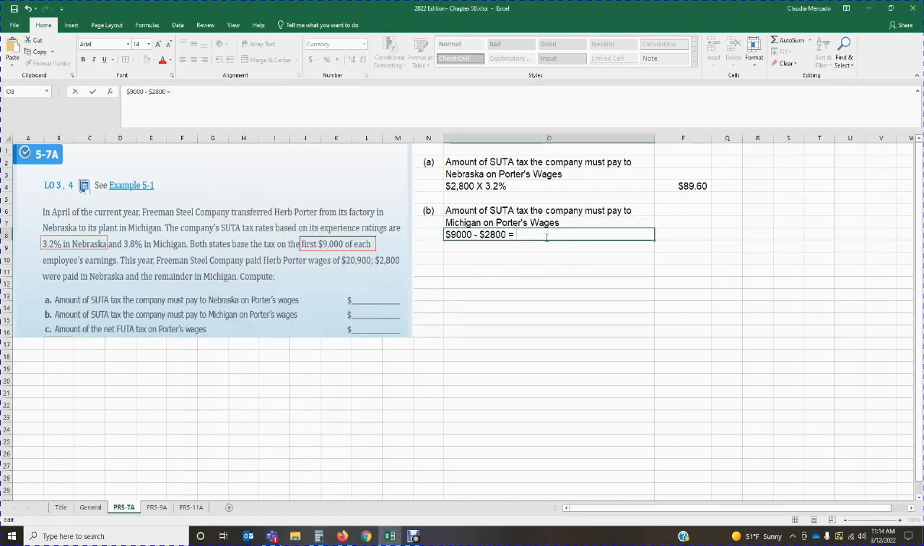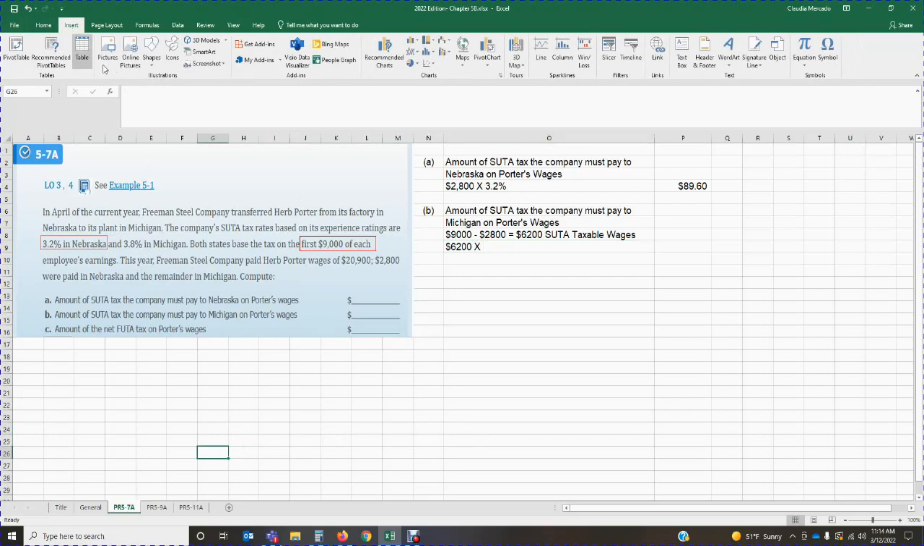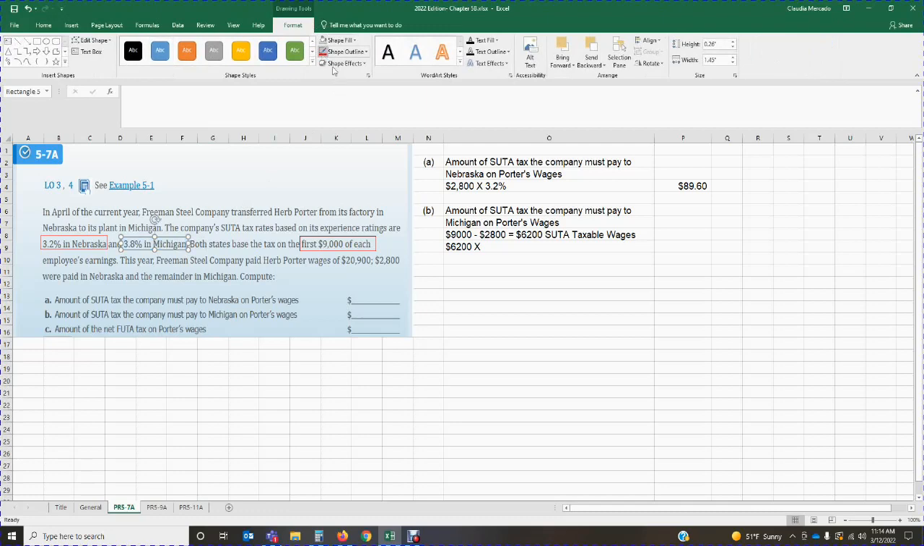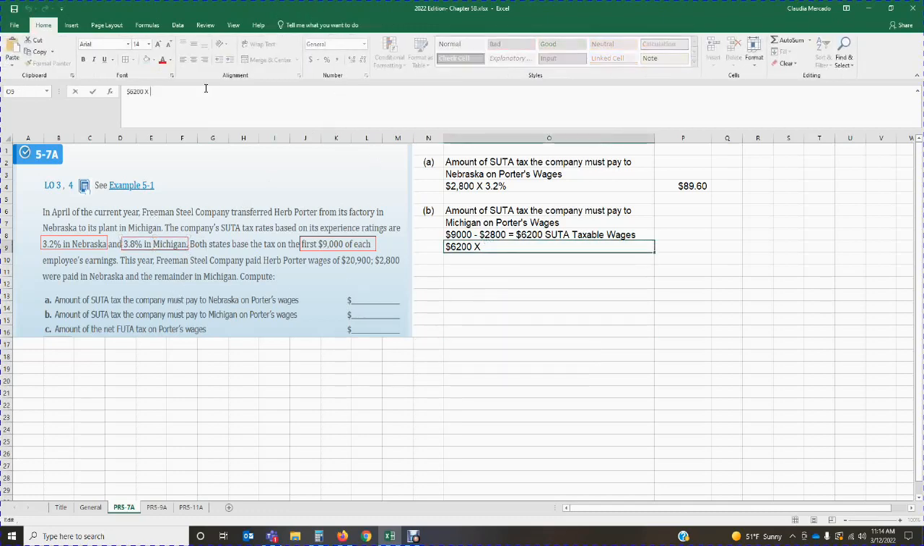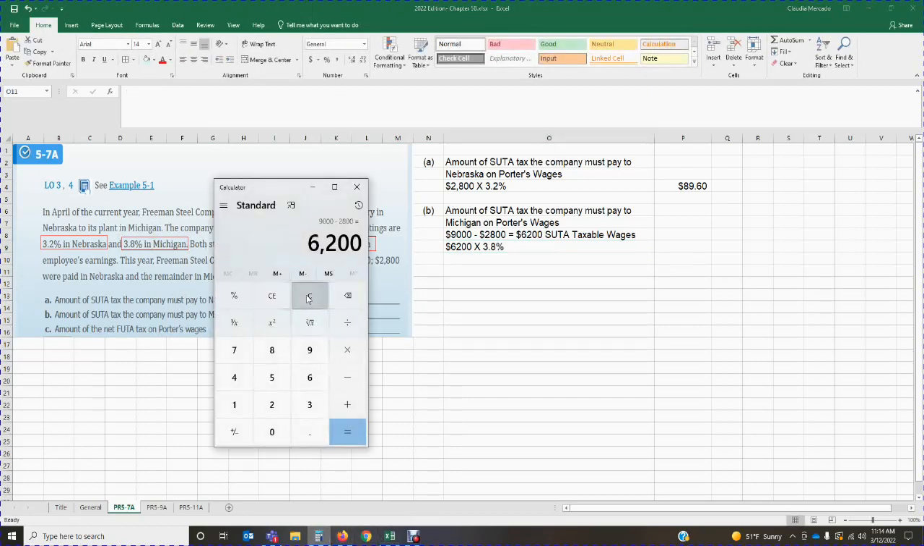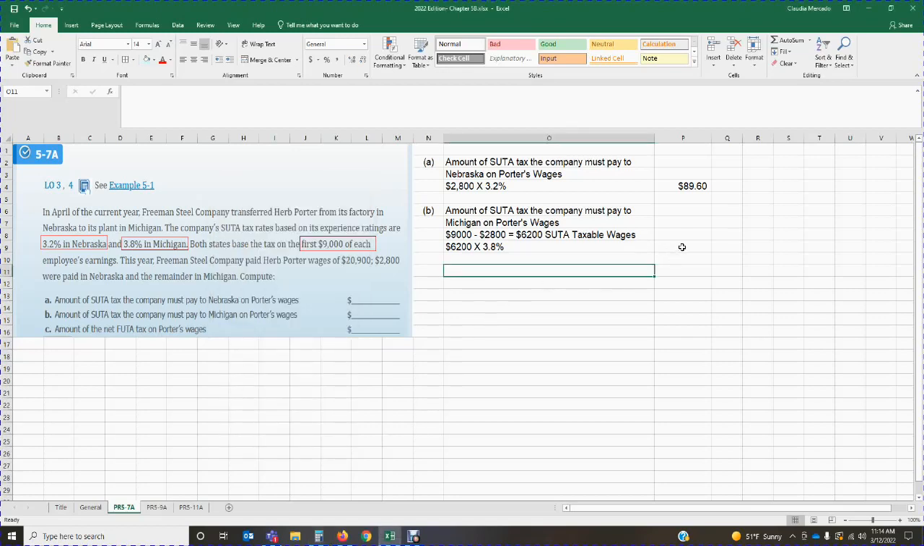So this is the SUTA taxable wages for the state of Michigan. Once I figure that out, I'm going to get my $6,200 and multiply it by my rate in Michigan, which is 3.8%. So I'm going to multiply my 6,200 times my 3.8%, and let's see what that gives us. That gives me $235.60.